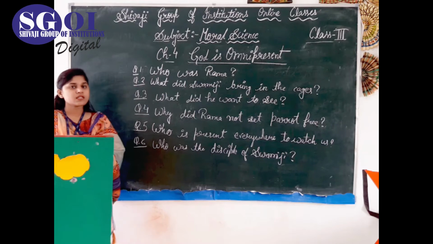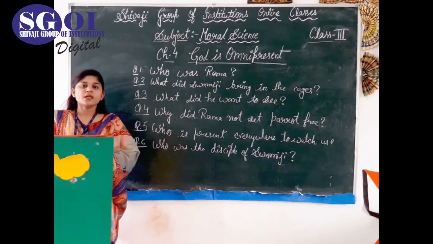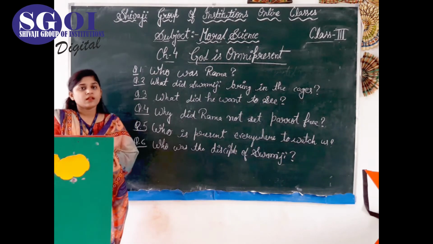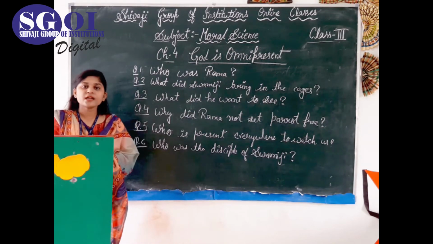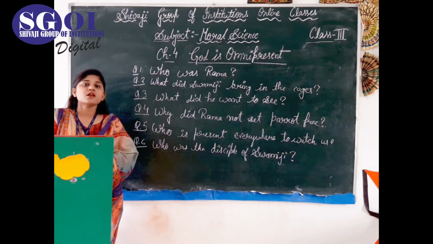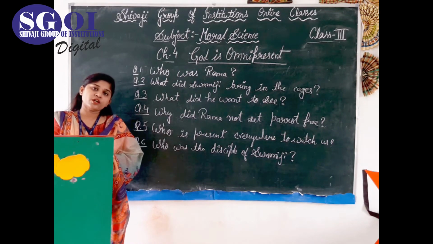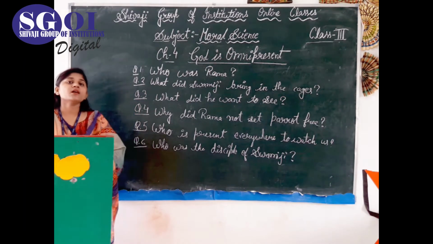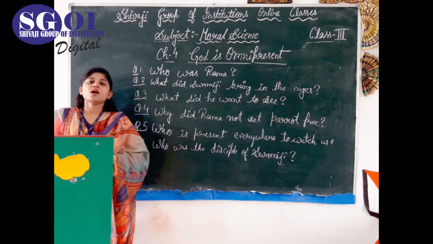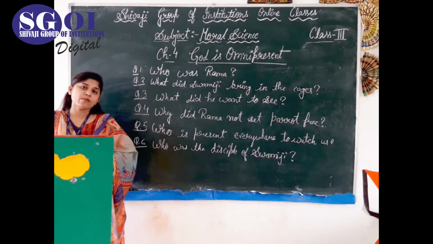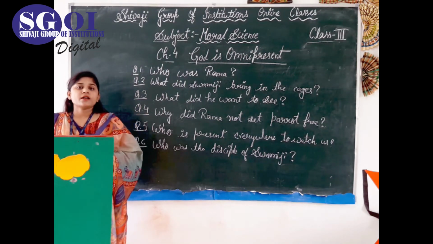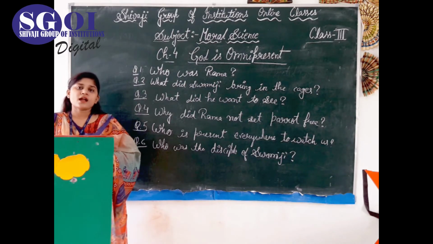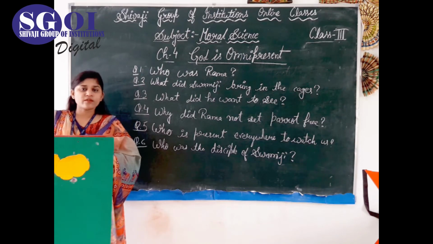What is the story of this chapter? God is omnipresent. Means God is present everywhere. In this story we read a story about Rama and Swamiji. Means it is a story between a teacher and a student. Rama was the most intelligent boy among all the disciples, means among all the students, and his teacher is proud of him.